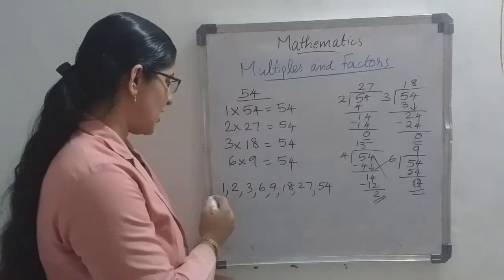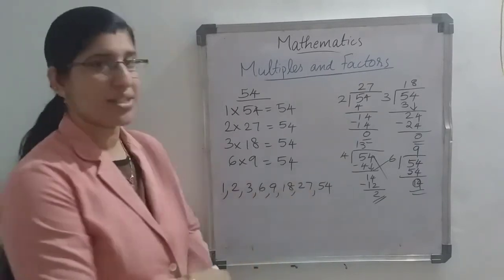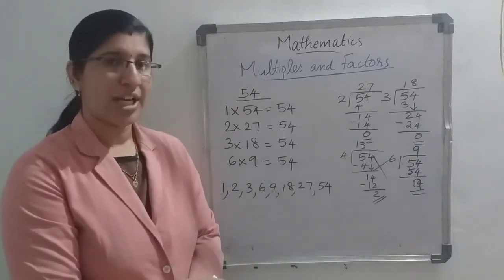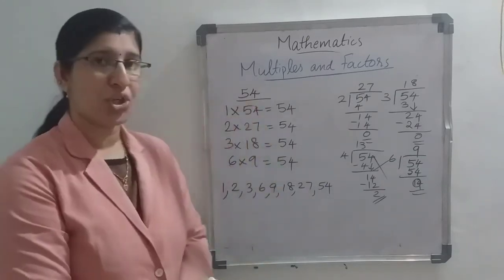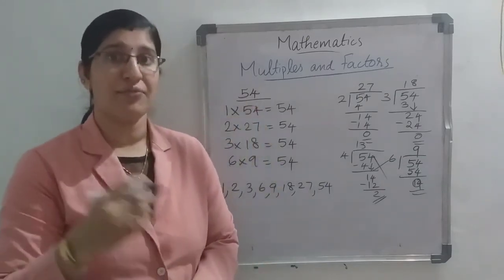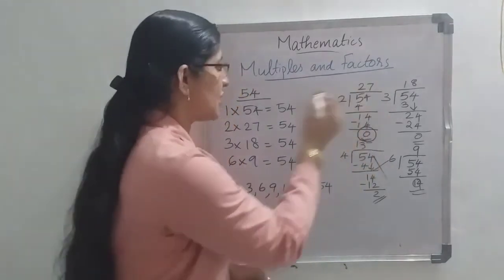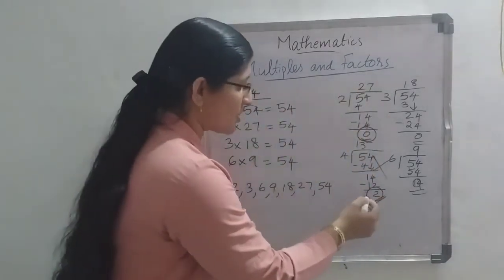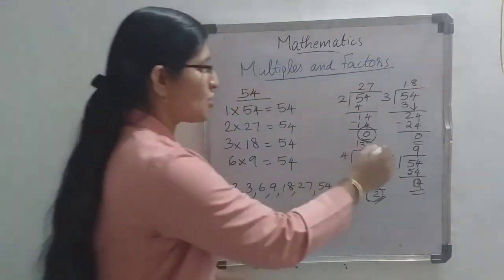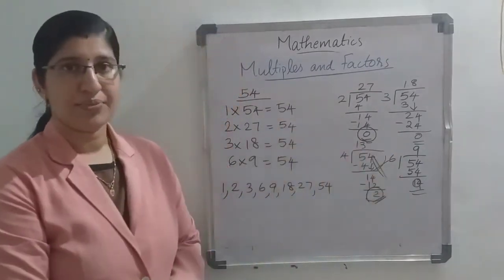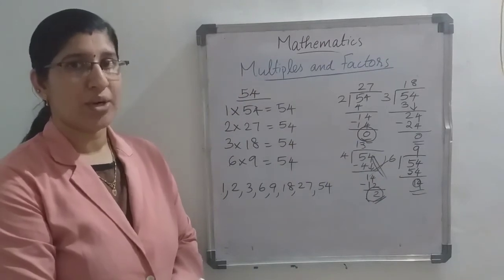Look here, 1 is the smallest factor and 54 is the greatest factor. Whenever you are getting higher numbers, you need to divide with all the numbers and find out. If the remainder is 0, that means the number is a factor. If the remainder is other than 0, it is not a factor. This way you need to find out the answers.